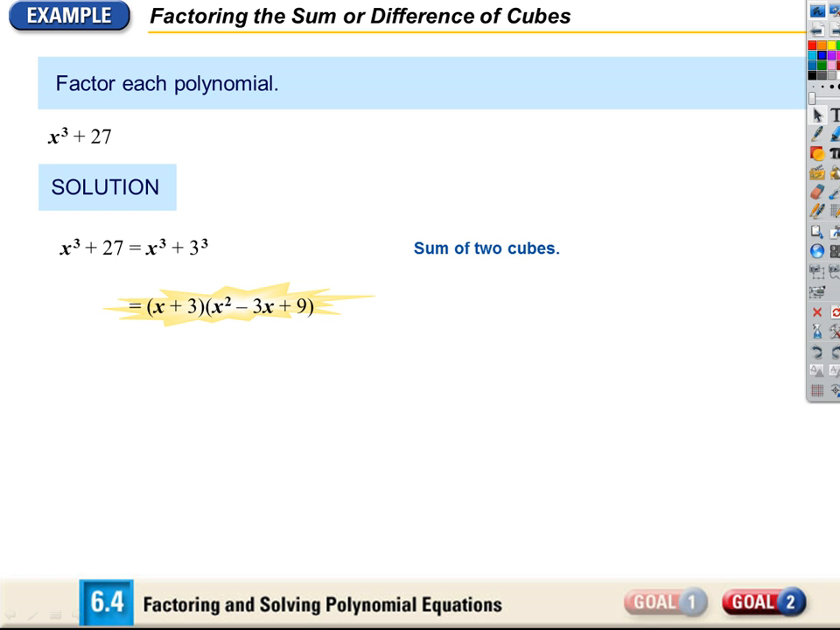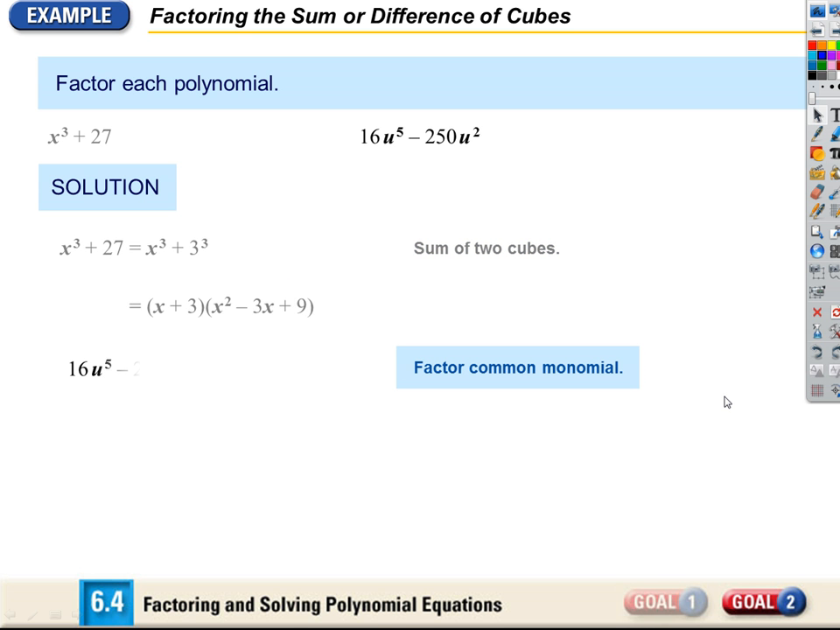Can you get rid of the u squared? Yes, we can. We could factor out a u squared, because I could divide a u squared away from each term. That's great. What about the numbers? Is there a common numerical factor? Well, there's got to be at least one, obviously. 2. 2 goes into both of those, right? And that might be it. I think that's it. So I could factor out a 2u squared, right? And factor out the greatest common factor and get 2u squared times 8u cubed minus 125.